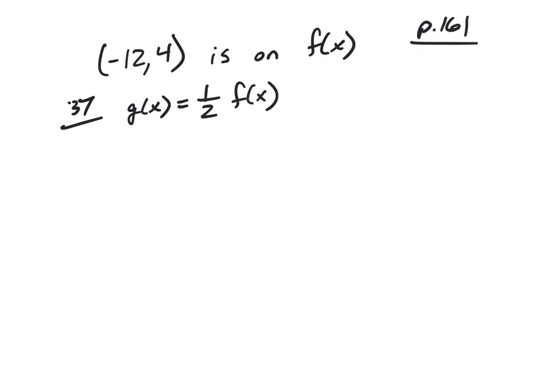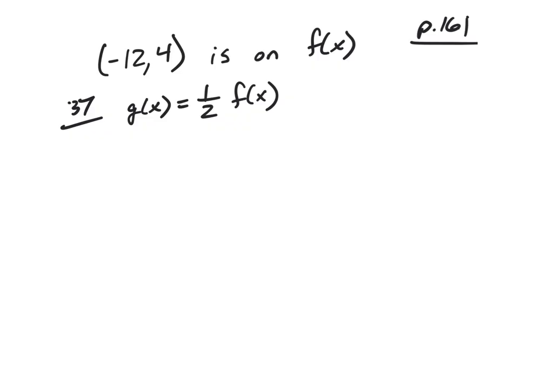G of x equals 1/2 times f of x. Okay? They're asking me what's happening to this, but not only what's happening, what would be the new ordered pair on this new function? So a couple of different ways that you could think about this. The number's out in front, right? We have a 1/2 in front, so it's going to be a vertical stretch by 1/2. Or a vertical shrink, I should say.